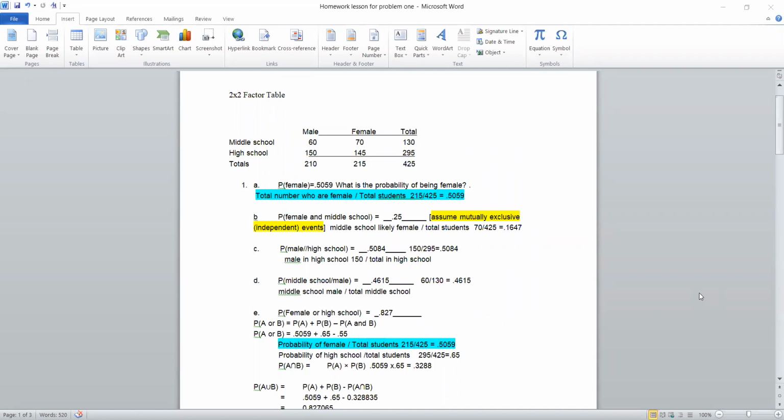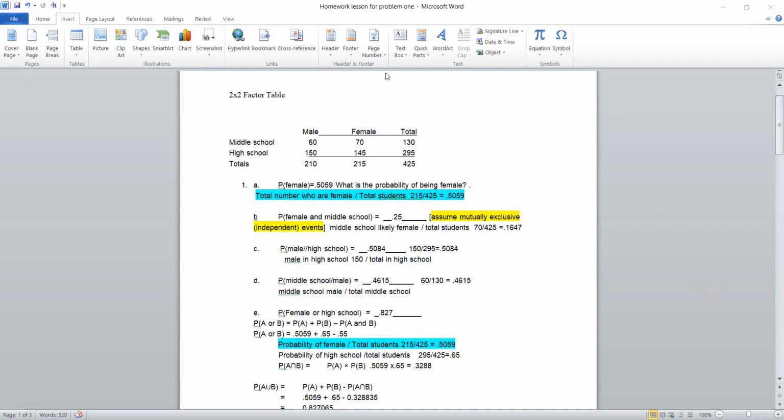Okay, so let's go over some basic statistical stuff to help you with the concept of calculating basic probabilities. The first thing I'm going to start with is a 2x2 factor table, which we can see at the top of the screen here. And I made this up, but here's why we call it 2x2.